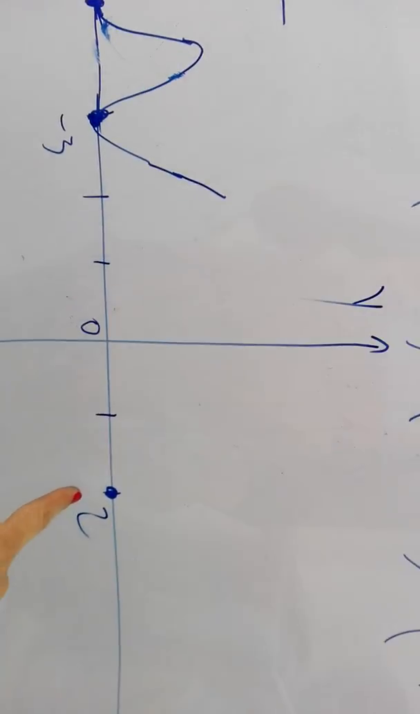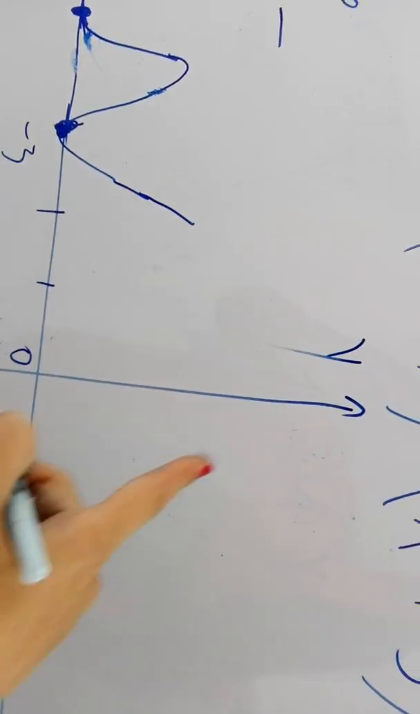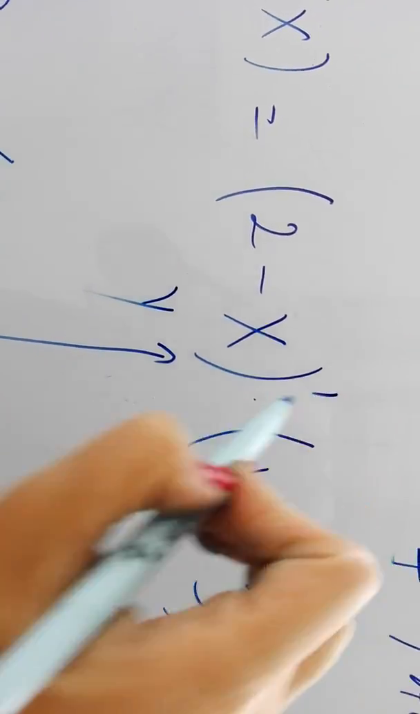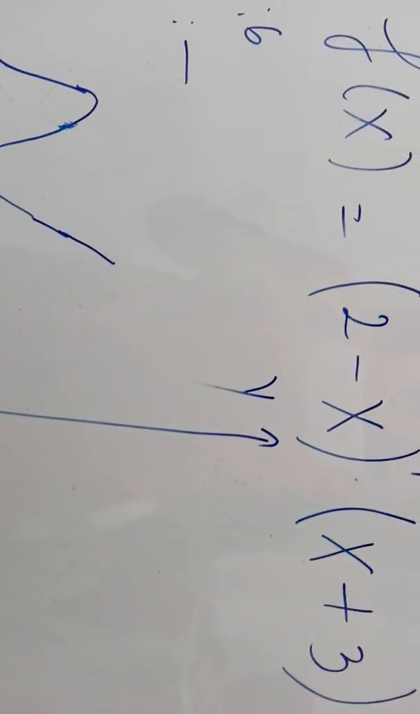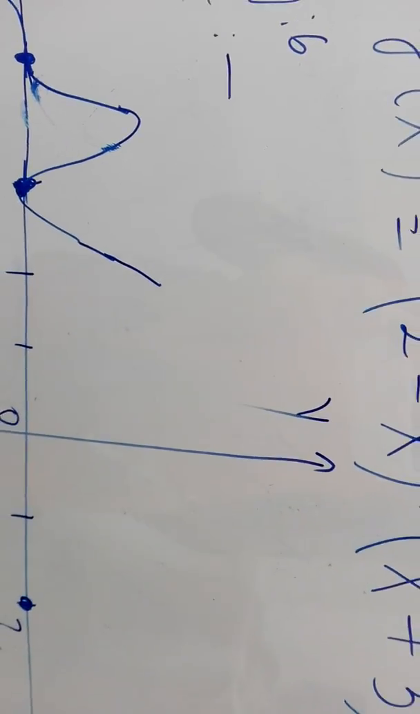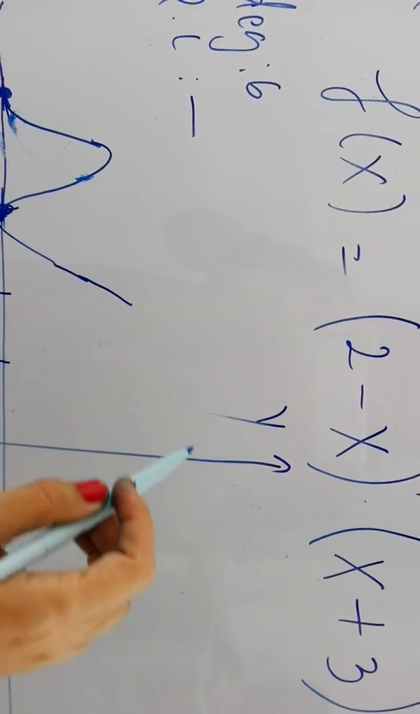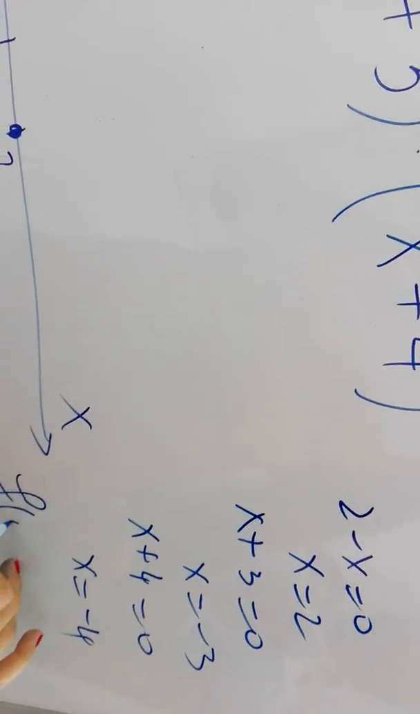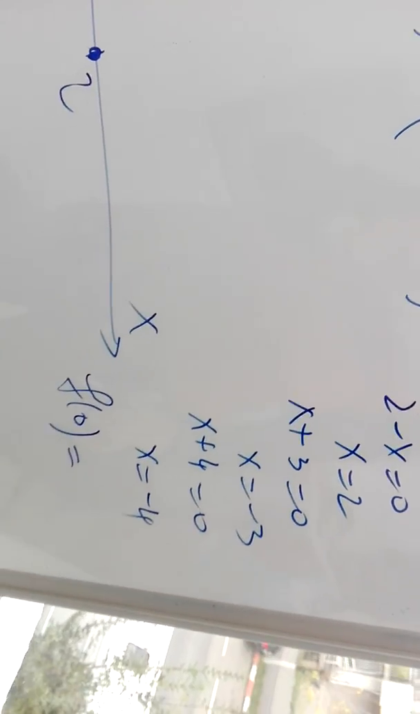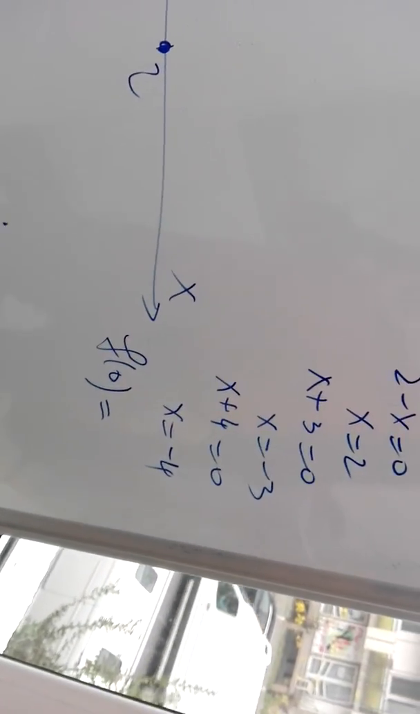Then I also have to pass through this 2. Now this 2 came from a parenthesis which is power 1. Now if it's power 1, the theory says the graph will just cross. Also it's useful because I'm about to meet with the y-axis. So what you might want to do over here is calculate an f of 0, so you know where your graph will cut the y-axis.